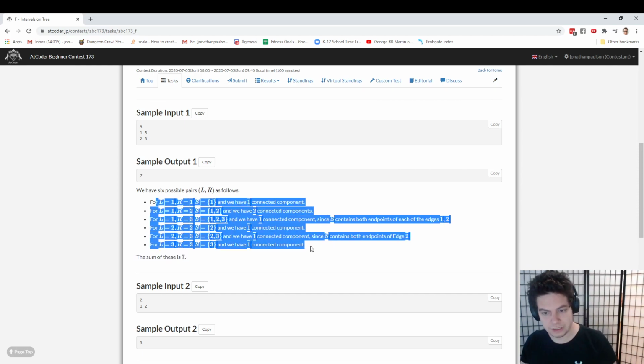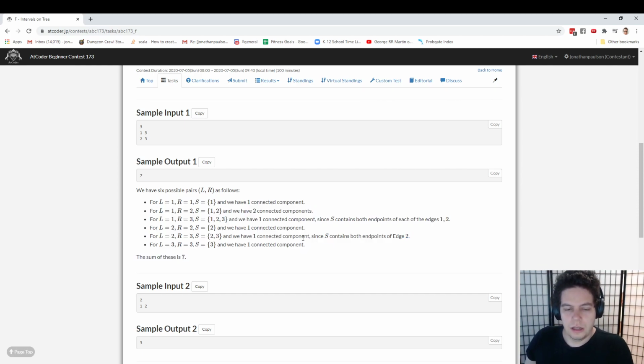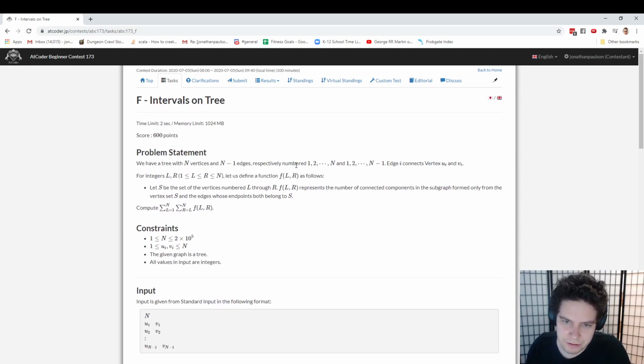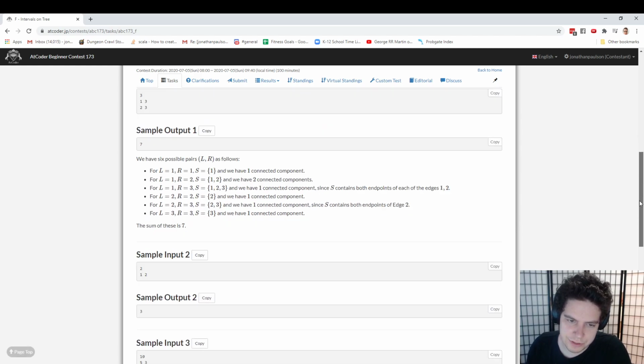There's 6 different intervals, and most of them have 1 component, but the one with just the ends, 1 and 2, has 2 components, because they're missing the middle node, which is 3. Note that we don't have the subset 1 and 3 here, because we only have contiguous intervals. So instead of 2 to the n subsets, there's only going to be n squared, maybe n choose 2 subtrees that we look at.